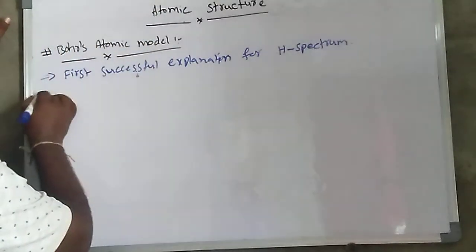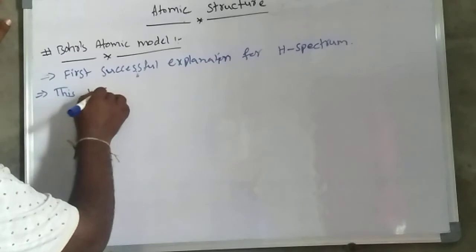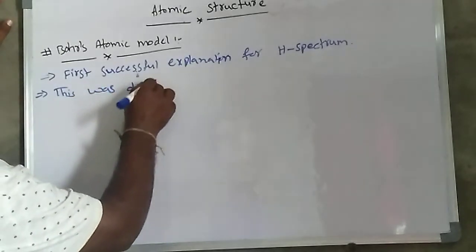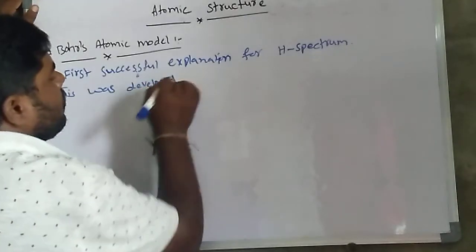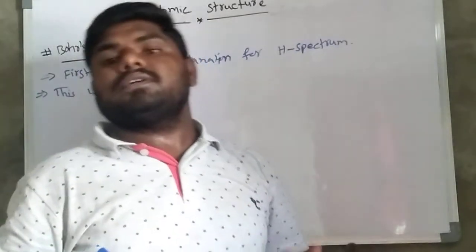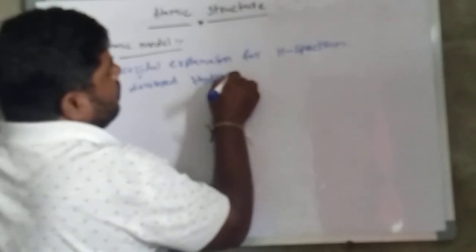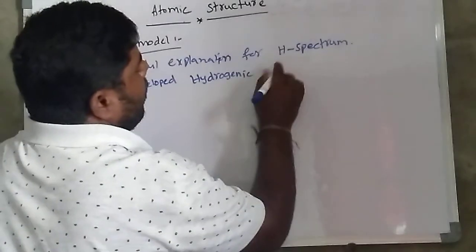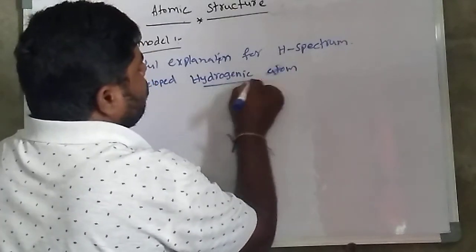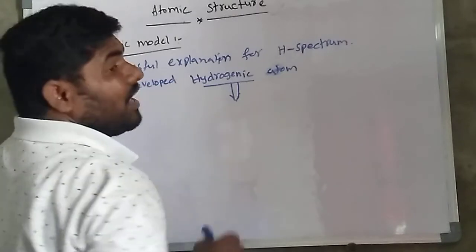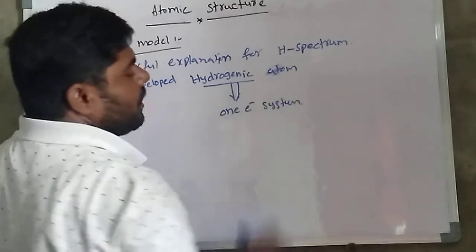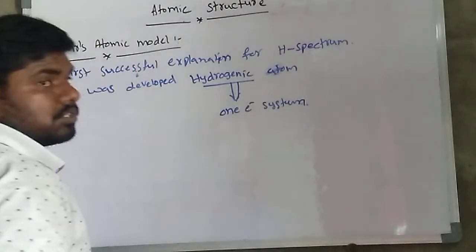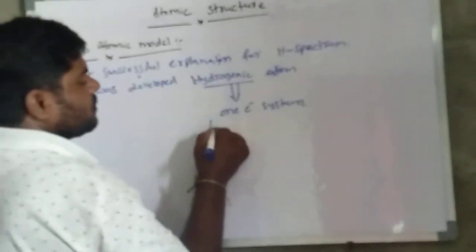And the second one: this was developed for the hydrogenic atom. A hydrogenic atom is nothing but a one electron system.